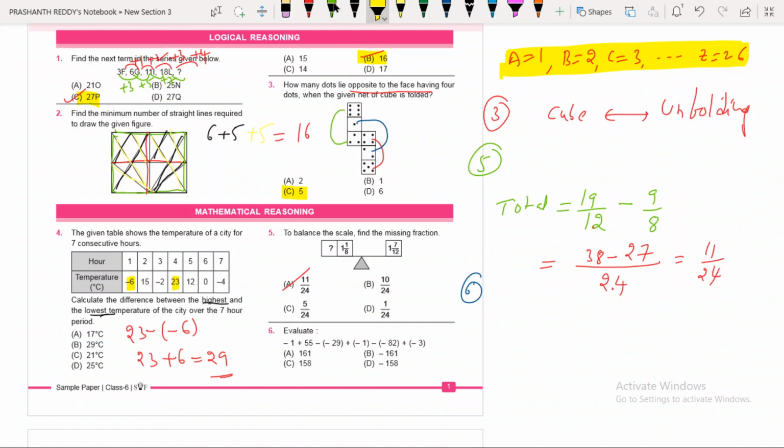Evaluate. We are asked to find this value. First, we add all positive values. Minus into minus becomes plus. Here also minus into minus becomes plus. First, we will add all positive terms. 55 plus 29, how much are you getting? 84. 94 plus 82, which is equal to 176.